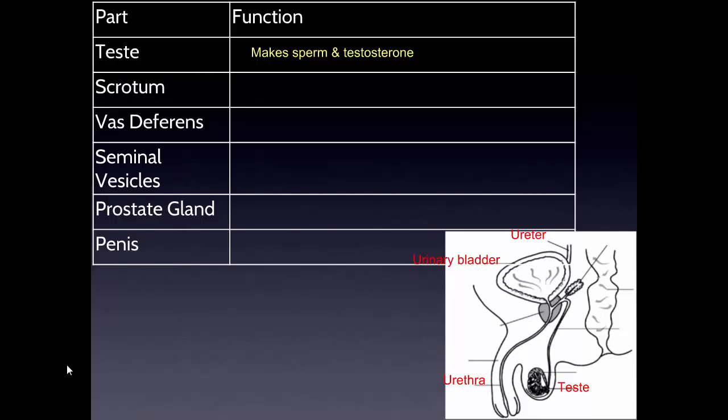They're held outside of the body in the scrotum, a pouch of skin. The sperm cells that are produced here in the testes, to travel out of the man's body, have to make their way up through this long tube that starts down in the testes, goes up into the body, loops around, and then eventually merges here with the urethra. This long tube is called the vas deferens. The vas deferens carries the sperm to the urethra.